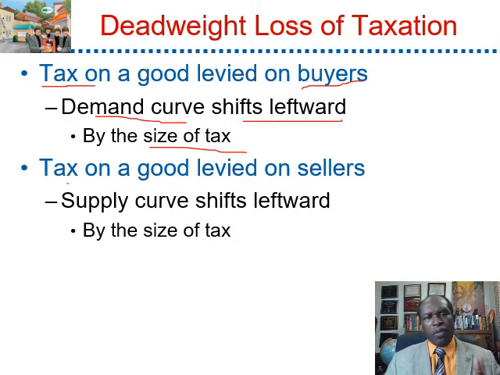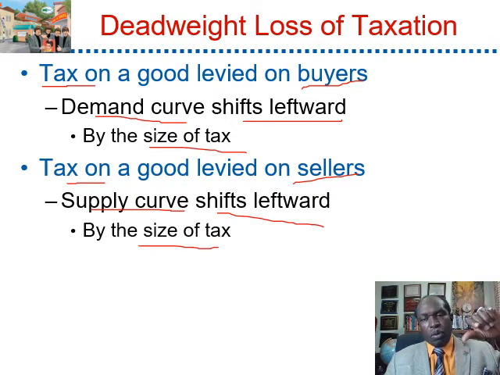On the other hand, if the tax on the good is levied on the seller, the supply curve will shift to the left by the size of the tax. This means that if the tax is paid by the seller, the producer surplus will decrease in this case.